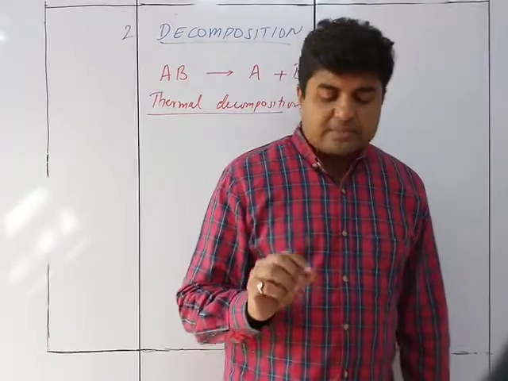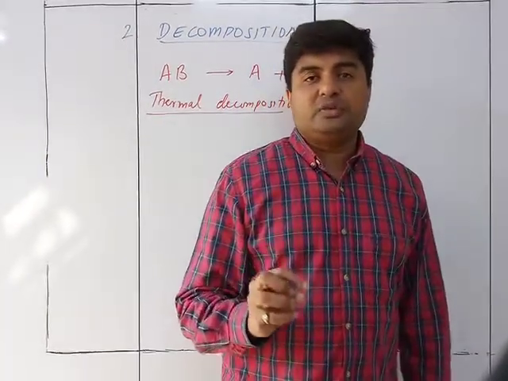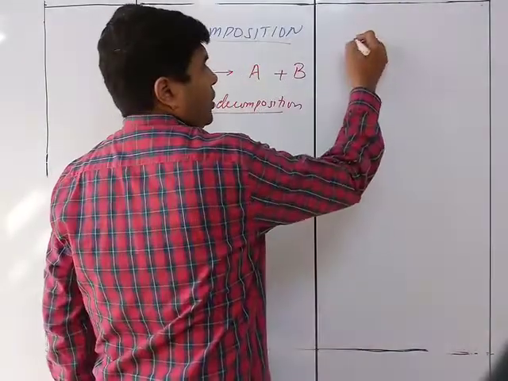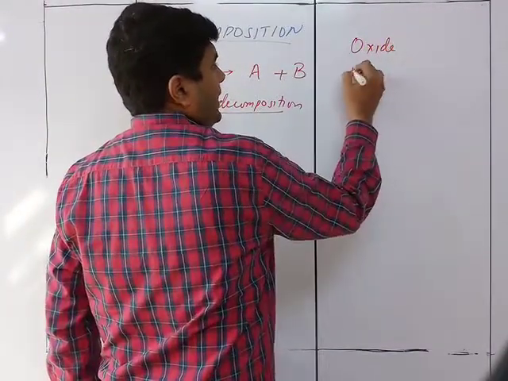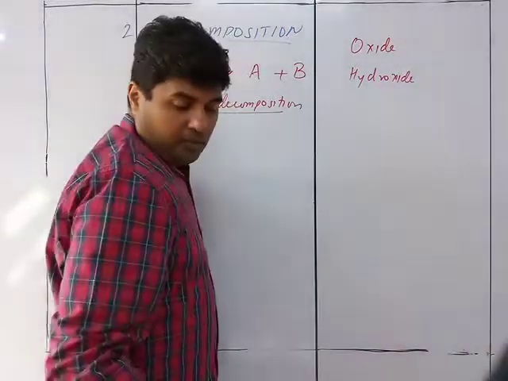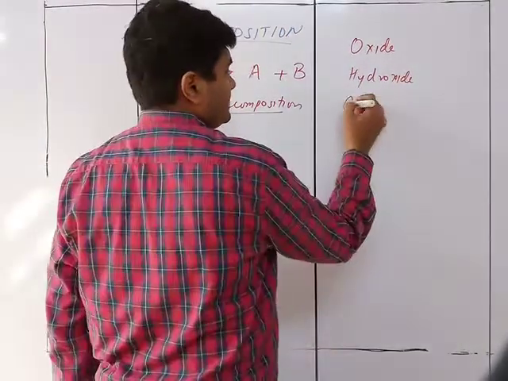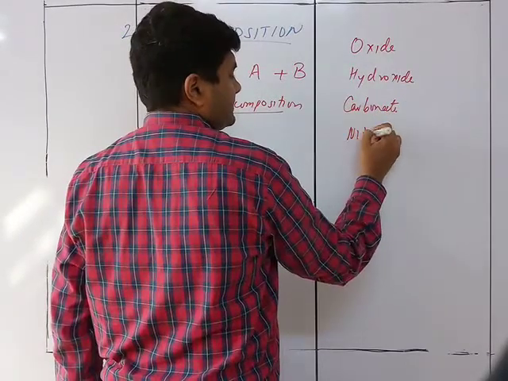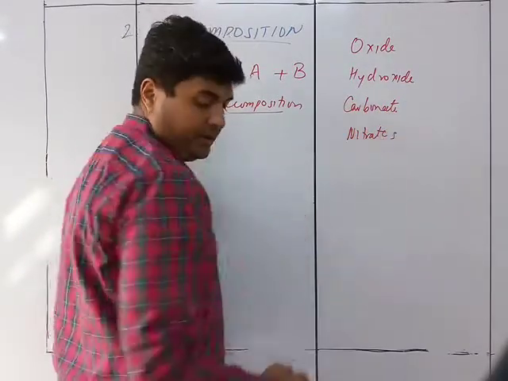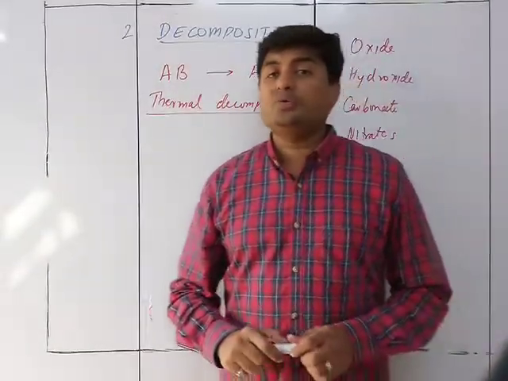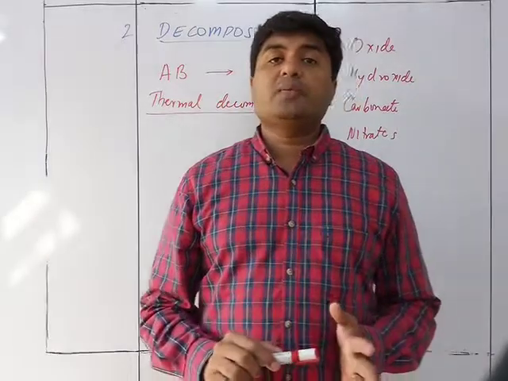Now we are going to see some standard decompositions that take place for the oxides, hydroxides, then carbonates, and nitrates. Okay, so these are the four kinds of compounds we are going to see now for thermal decomposition.